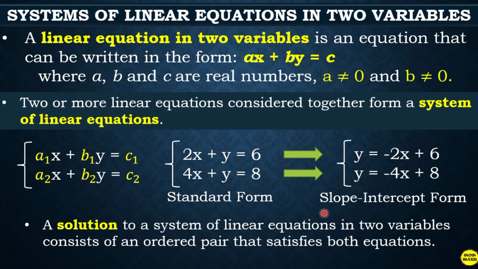So, halimbawa, ang nakuha mo is 1 and 4. So, dapat 2 times 1, 2 plus 4 equals 6. Hindi lang siya dapat dito mag-satisfy. Dapat pati dito. So, dalawa na yung i-consider mo. Dapat yung makukuha mong solution na ordered pair ay mag-satisfy sa dalawang equations mo.